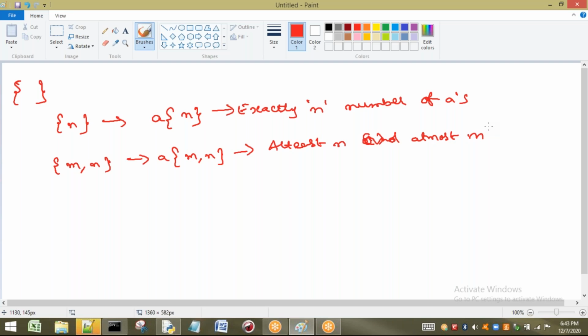Okay, minimum N, sorry, here I will take M. First one is M, sorry. Minimum this M and maximum is N. Here only one value is there. So that means A should be compulsory N times.